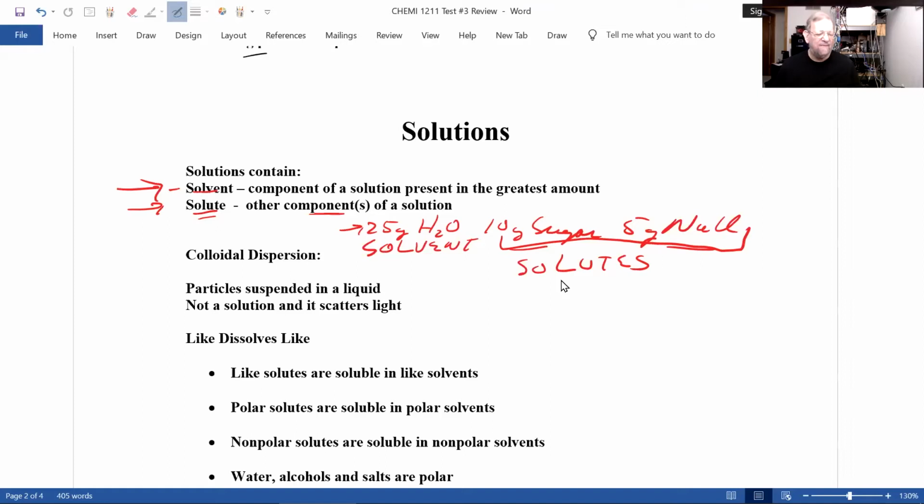All right, now, at first glance, there's something you'd think is a solution, but it's not. We call that a colloidal dispersion. Those are particles not really dissolved, but suspended in another liquid. And how can you tell you have a colloidal dispersion? Unlike a solution, a colloidal dispersion scatters light.